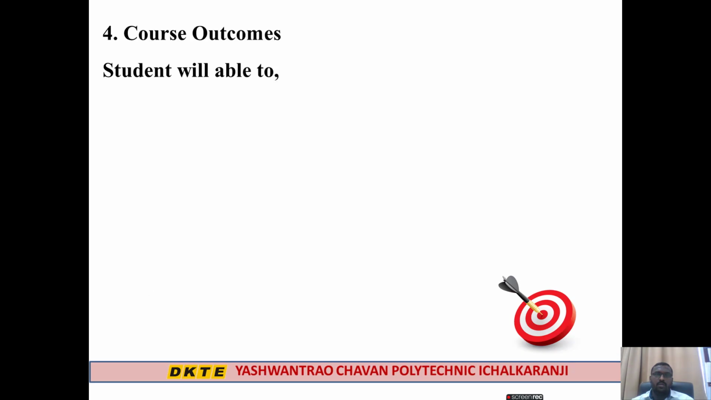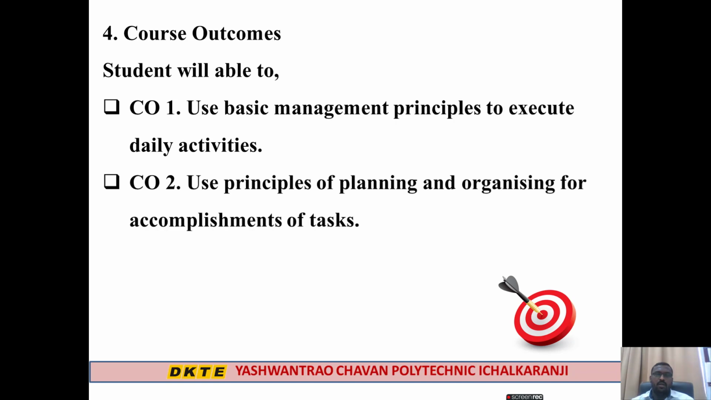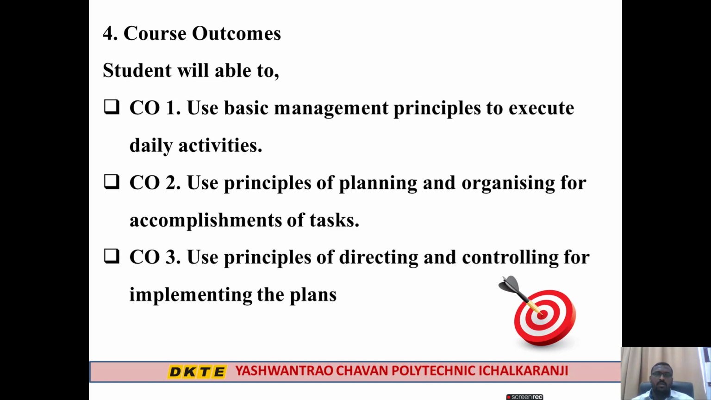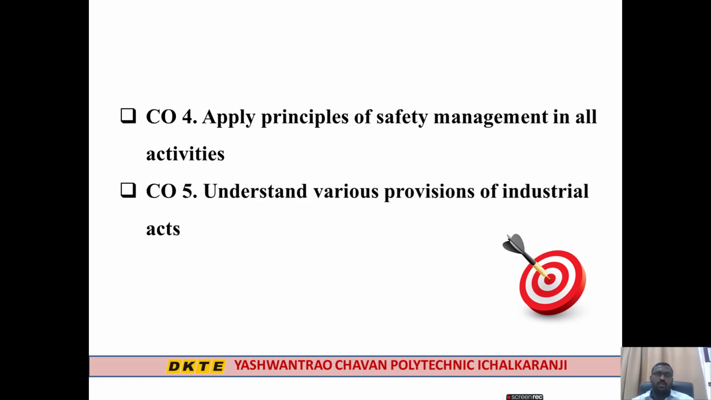The last point of this lecture is course outcomes. The course outcomes mean that after studying this management subject, the student will be able to do the following things. First, use basic management principles to execute daily activities. Second, use principles of planning and organizing for accomplishment of tasks. Third, use principles of directing and controlling for implementing the plans. Fourth, apply principles of safety management in all activities. And the last outcome is understand various provisions of industrial acts.